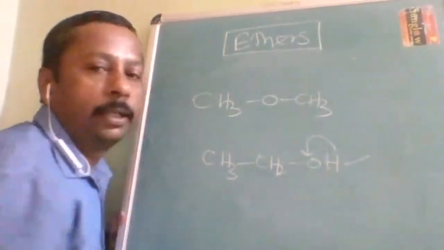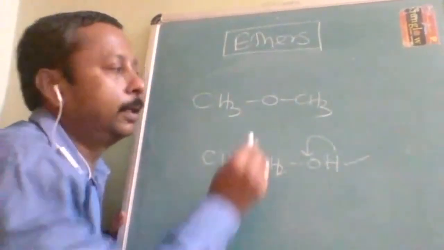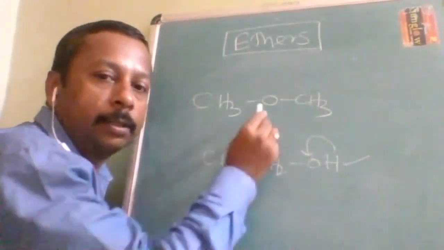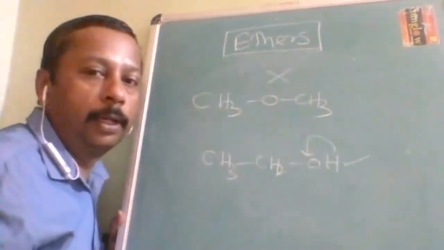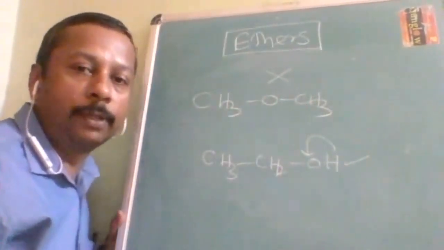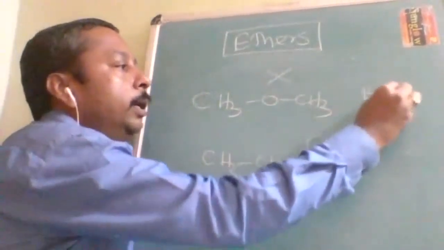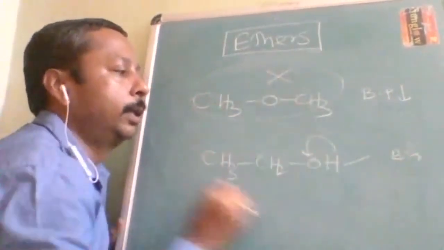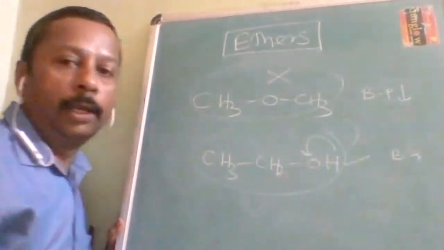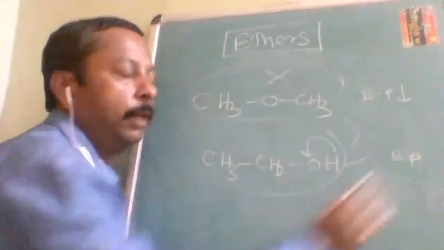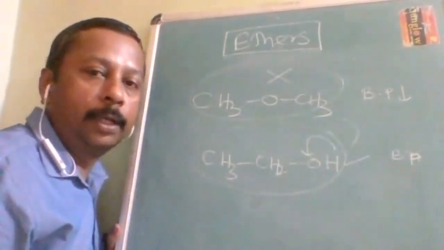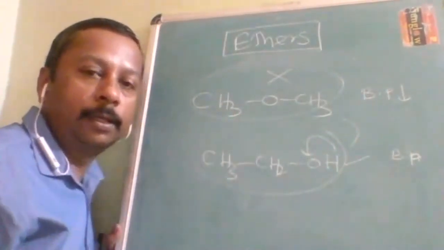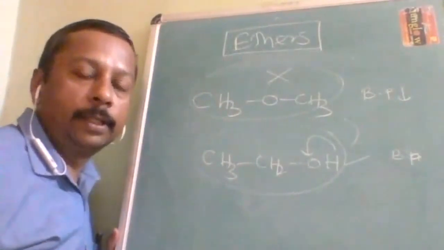So then it can form hydrogen bonding. But in the ether there is no hydrogen directly connected to oxygen, so there cannot be hydrogen bonding. Due to weak intermolecular force of attraction, their boiling point is low, and here the boiling point is more. Even though the molecular formula is the same, alcohol will have a higher boiling point than the corresponding ether with the same molecular formula.